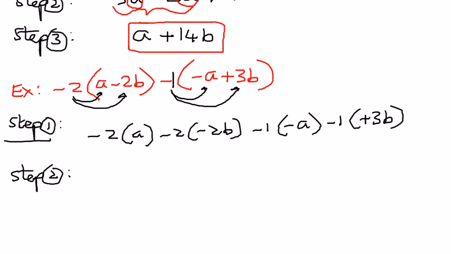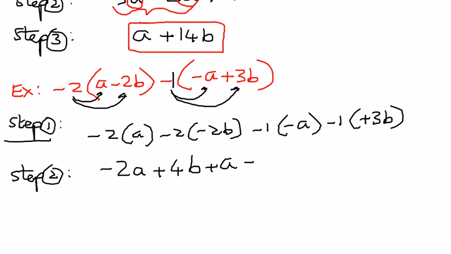Negative 2 times a is negative 2a. Negative times negative is a positive. 2 times 2 is 4, and the variable term we have is b. Negative 1 times negative a. Negative times negative is a positive. 1 times a is a. And then in the last term here, negative 1 times positive 3b. Negative times positive is a negative.